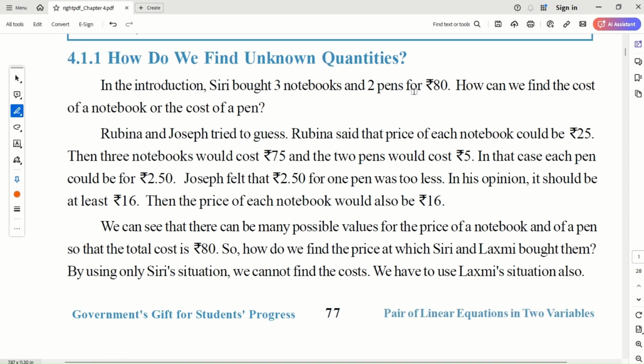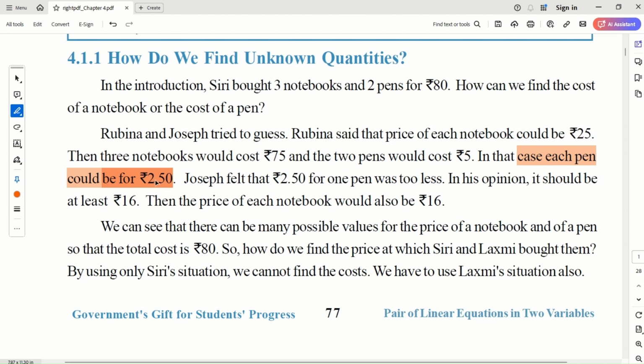Siri bought three notebooks and two pens for 80. Rubina just tries to guess, actually. Because it is 80 rupees, you have the option to guess. So let's assume that the notebook is 25 rupees. So three notebooks, that is 3 into 25, which is 75 rupees, and total paid is 80 rupees. So cost of two pens is 5 rupees, 80 minus 75. So cost of each pen is 2 rupees 50 paise.